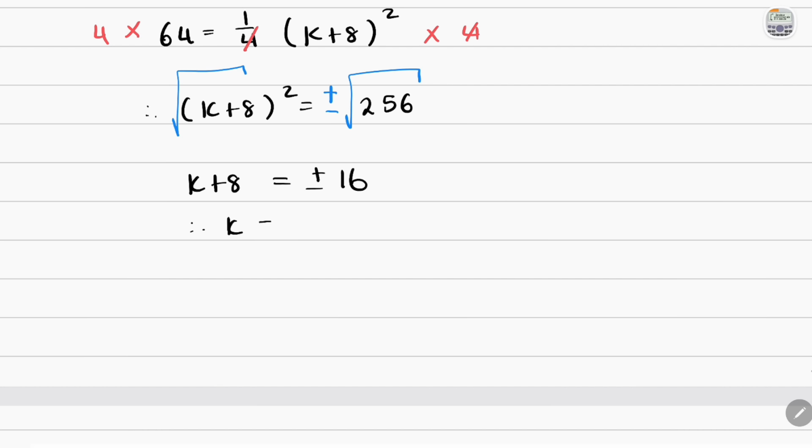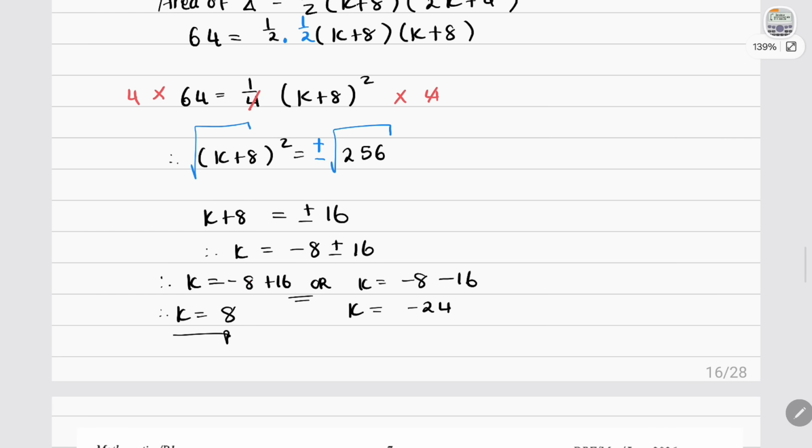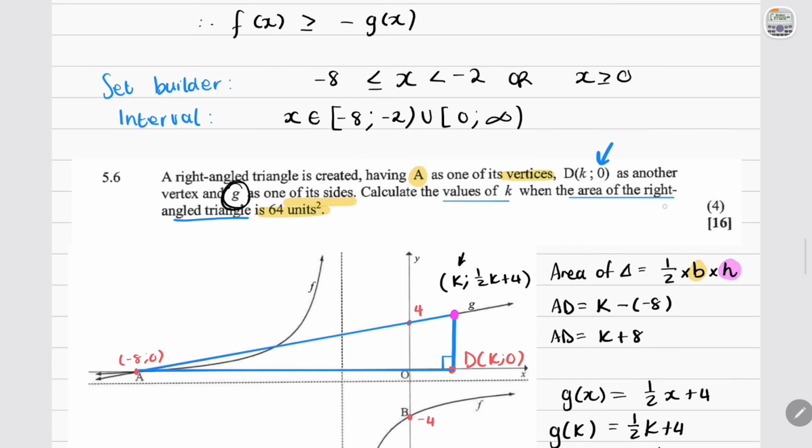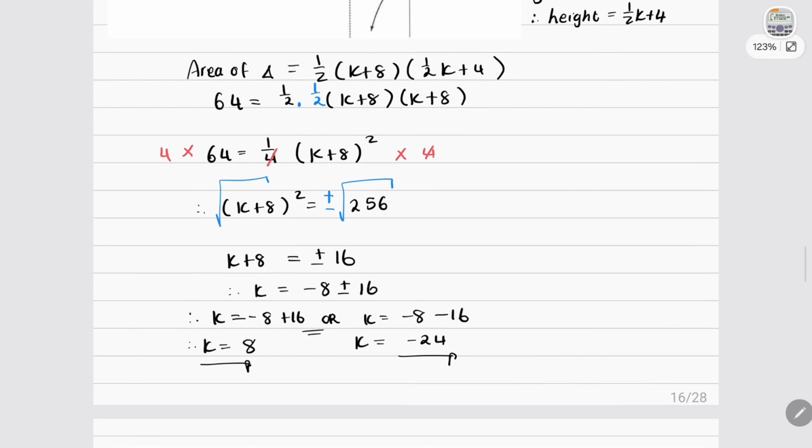And finally, k is equal to, we'll take that 8 over, it becomes negative. So it is negative 8 plus minus 16. Therefore, k is either equal to negative 8 plus 16 or k equals negative 8 minus 16. And then you just get your answers. Here k would be equal to 8, or here k would be equal to negative 24. And these are our answers: k equals 8 or k equals negative 24. They said calculate the values of k, and those are the values of k.